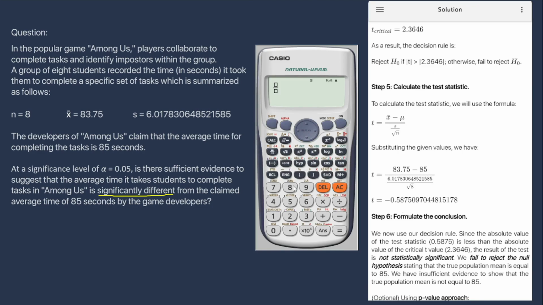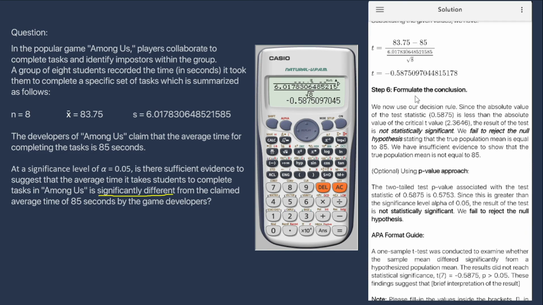Using the calculator, 83.75 minus 85. Then we go down, divided by the square root of 8. And so the answer will be negative 0.5875, which is the same as in this particular solution.